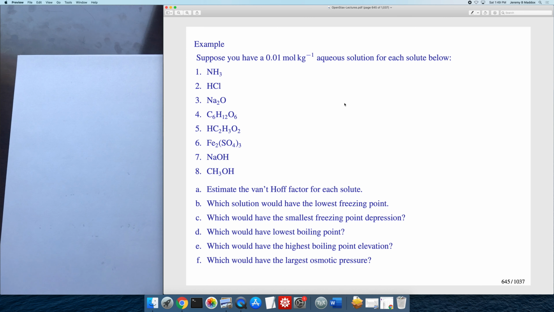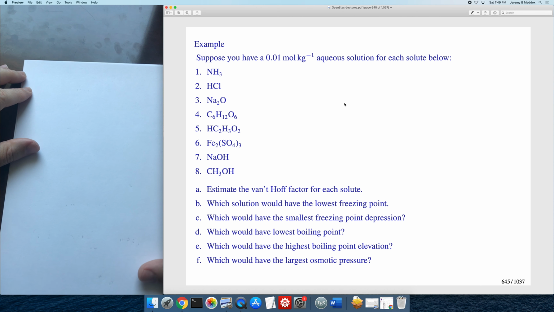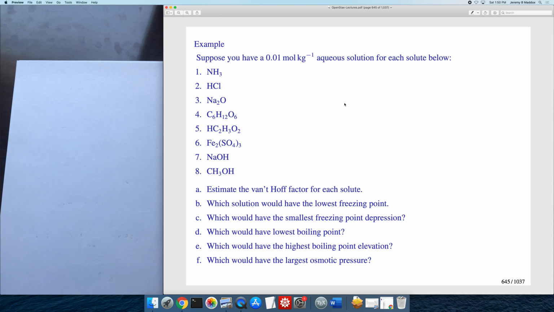Now, number 1 is a tricky one. You have to have some knowledge left over from Chem 120, your first semester of chemistry, to know how to do number 1. If you don't have that knowledge, you'd probably say, okay, number 1 is a molecular compound. I don't see why it would form ions in solution, so I would say that the Van 't Hoff factor would be 1. However, you'd be wrong.